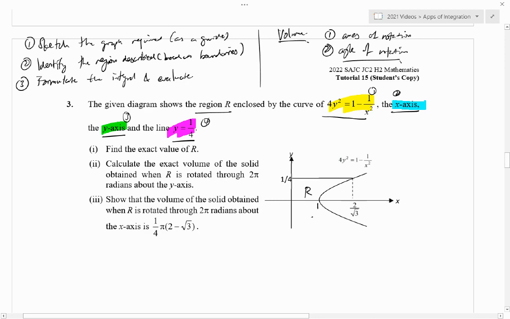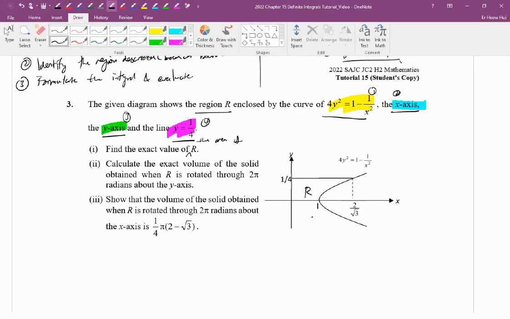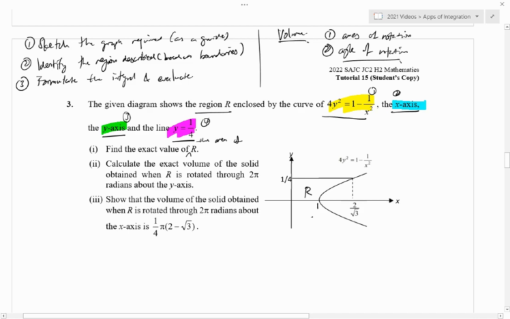Okay, now with this understanding, we can now begin. Part 1 is to find the exact value of the area of the region R. Now, after identifying the region, we need to formulate the integral, right? But to formulate the integral, we need to look at how we can look at this particular region and formulate the integral for the area. Now, remember in your lectures, we can actually either integrate with respect to x or with respect to y.